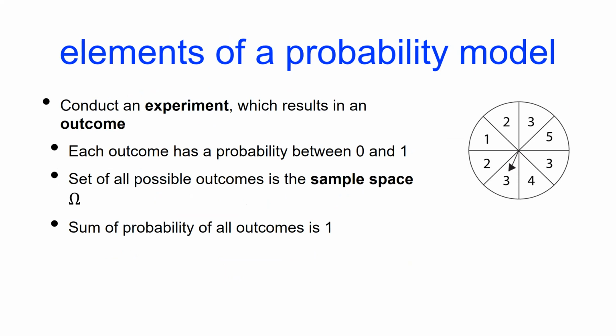So let's define experiment. If you conduct an experiment, you will get outcomes, right? Just like you flip a coin, you will get a head or tail as your outcomes. Each outcome will have a probability between 0 and 1. And the set of all possible outcomes is your sample space. For example, when you flip a coin, you will get head or tail. The head and tail will form your sample space.